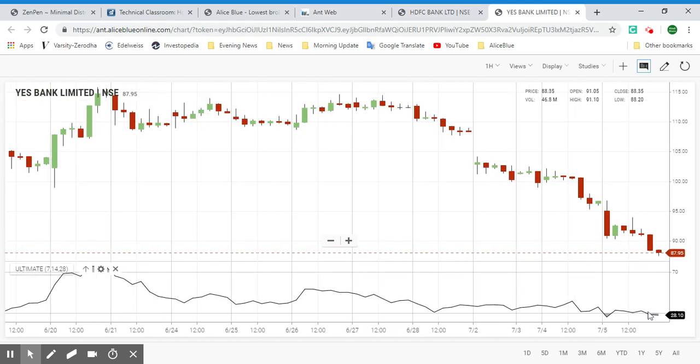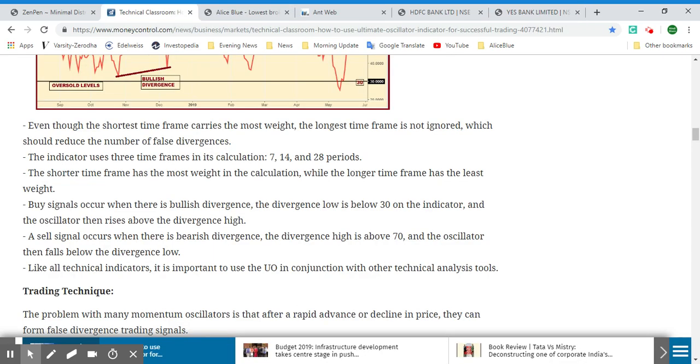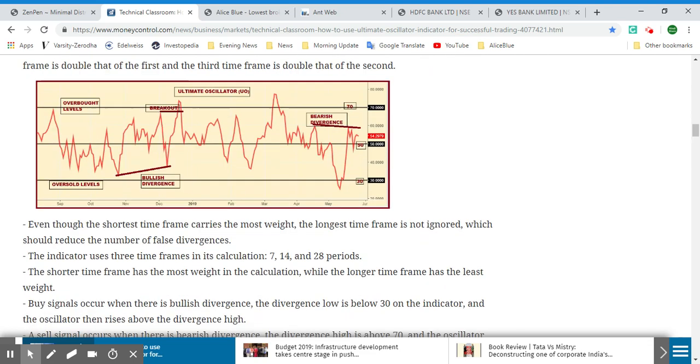Here in the Yes Bank's chart, we have the 1 hour candlestick chart applied and the ultimate oscillator. Right now, the Yes Bank candlestick chart is currently in the bullish signal below the 30 level. Buy signals occur when there's a bullish divergence. The divergence low is below 30 on the indicator, then the oscillator rises above the divergence high. So let's look at the example itself.